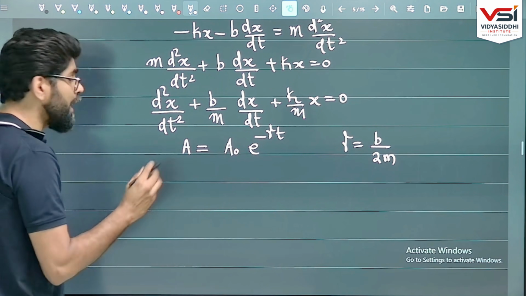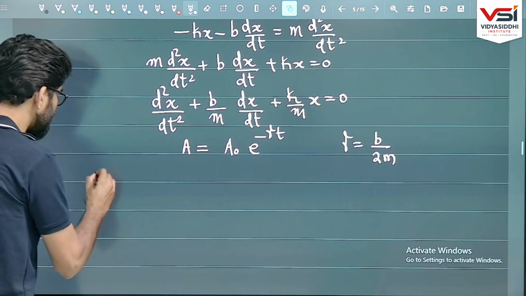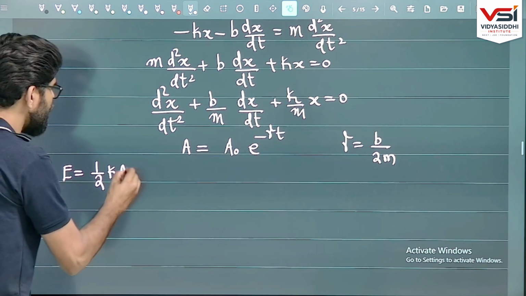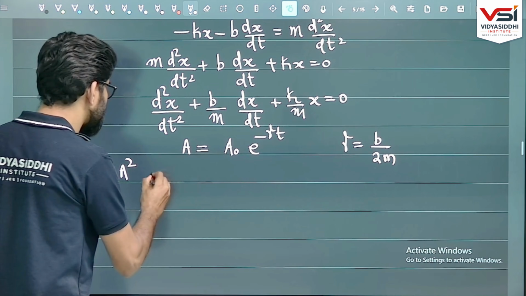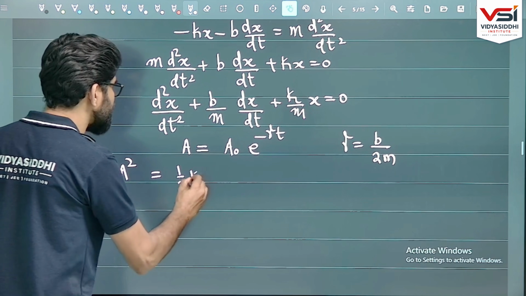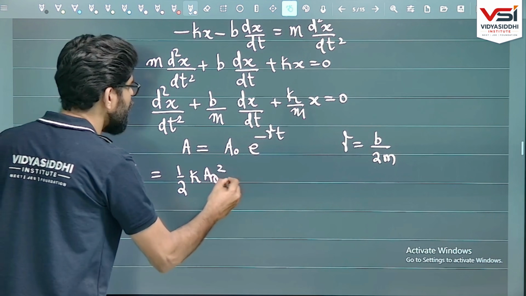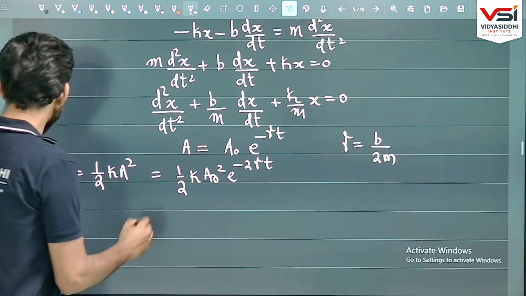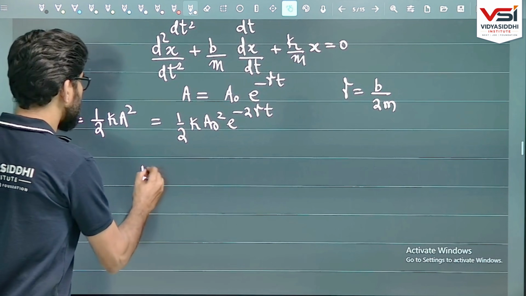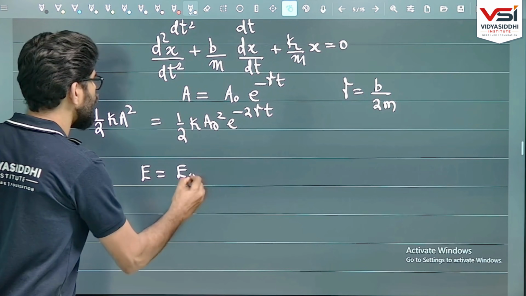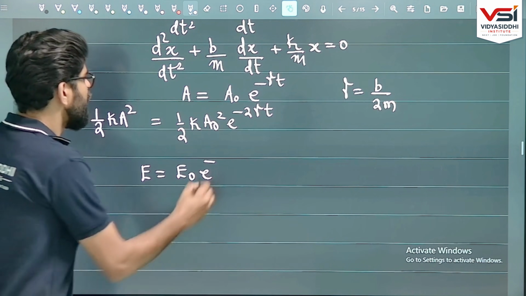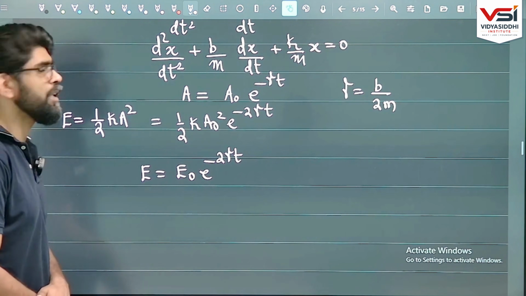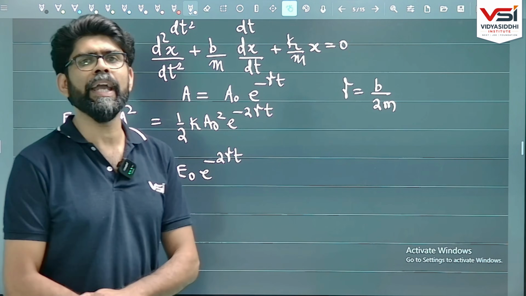What about the energy of the oscillator? The energy of the oscillator, if you write it as E, is half k a square. So the energy can be written as half k a naught square e to the power minus 2 gamma t, which means E is equal to E naught into e to the power minus twice gamma t. So the energy of the oscillator is also decreasing exponentially.